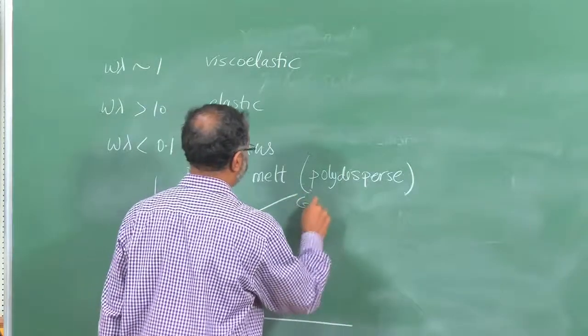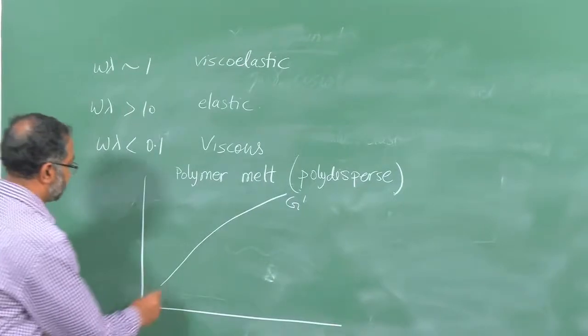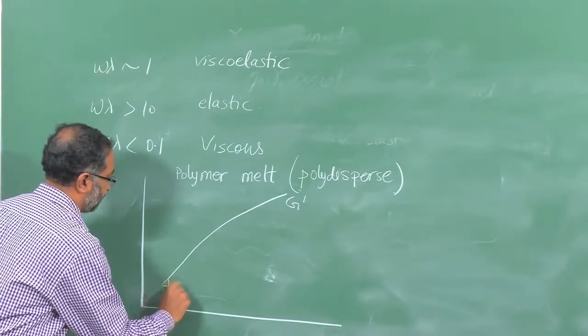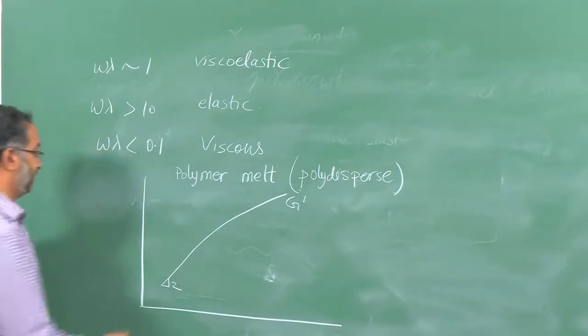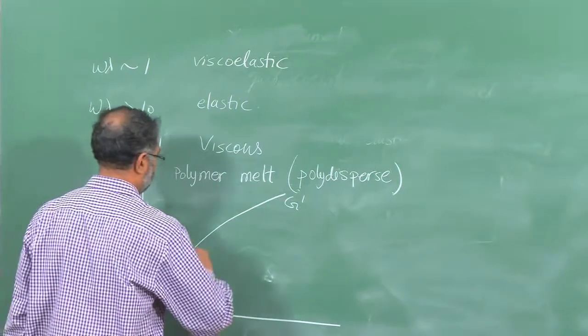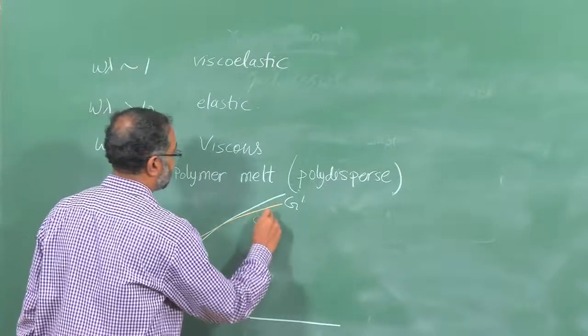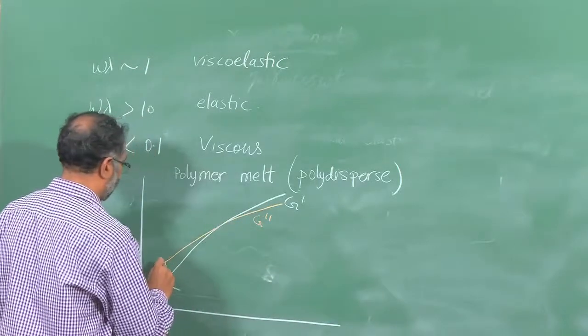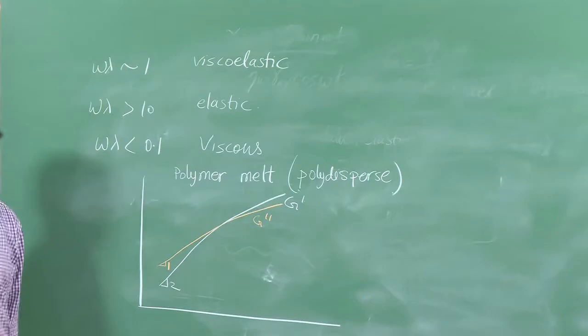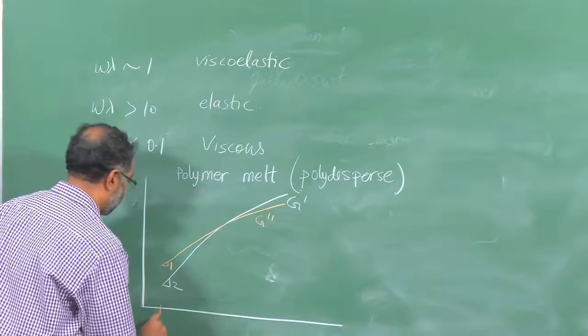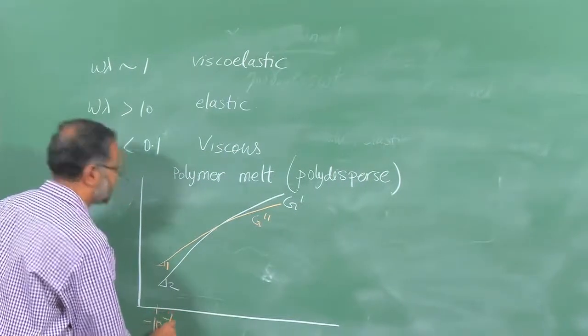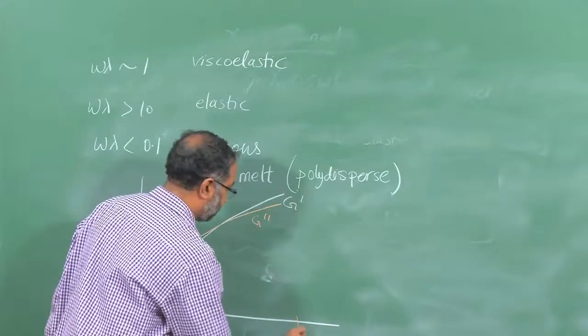So, this is G prime, here the slope is 2, okay, and this is G double prime and here the slope is 1, and the frequencies that we are talking about are 10 to the power minus 4 to 10 to the power 4.